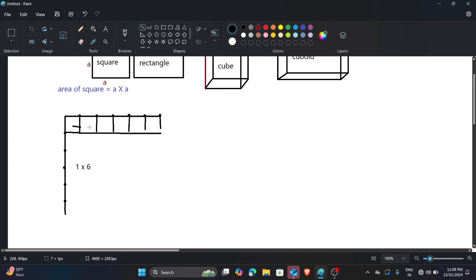So you can see that 1, 2, 3, 4, 5, 6. Okay, six boxes you get. So 1 into 6 is 6 only. So you can see that this is one and this is all 6 meter line. So 1 into 6 is 6 meters. So this is the concept of area.